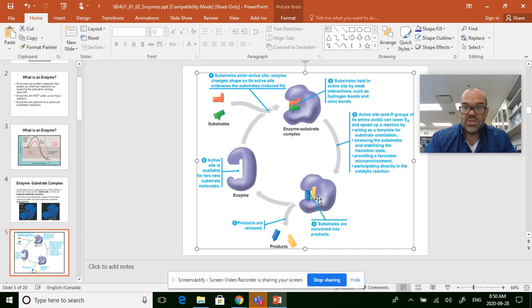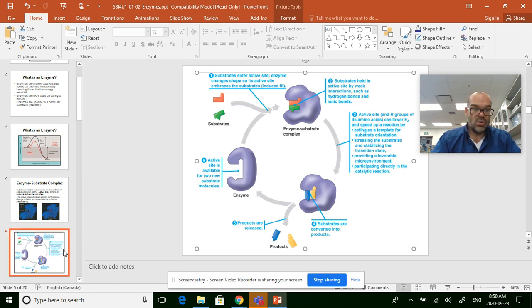The substrates are converted into the products. You release the products. Now that enzyme is available to react again. So pretty straightforward, not too crazy.